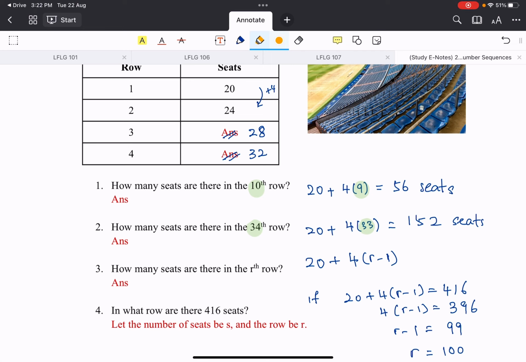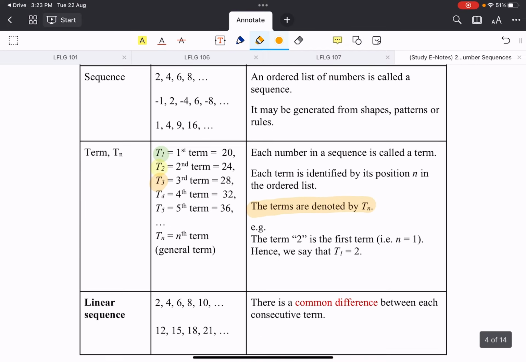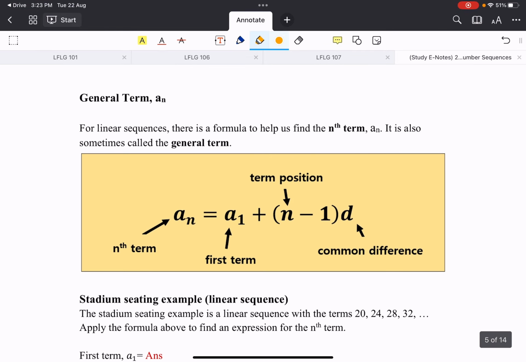So I take 20 plus, then 4 is the common difference. So 4 multiplied by 1 less than the term number. So the first one, 10th row, the term number is actually 10. Second one, the row is 34th row, so the n number is 34. So 1 less than that, 33. Okay, so you can see it at work. So very useful formula for all the sequences that we want that is linear.